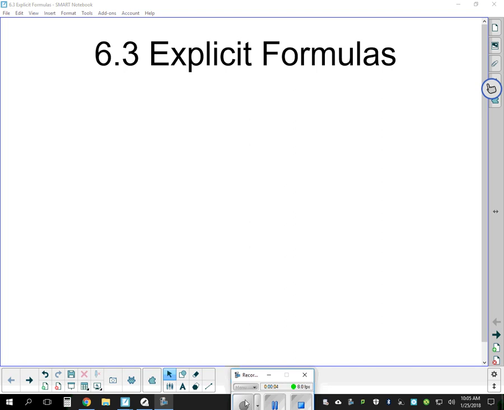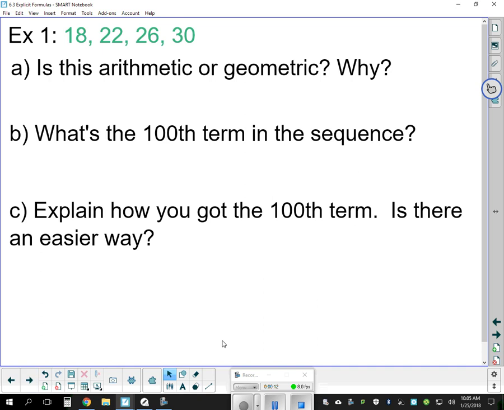Hey guys, last section in 6.3, we are talking about explicit formulas for sequences this time. So we're going to start out kind of the same way we've been doing things. So here's a sequence. First question, is this arithmetic or geometric, and why?